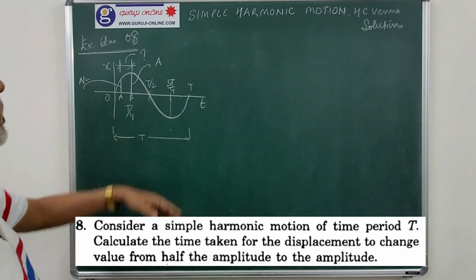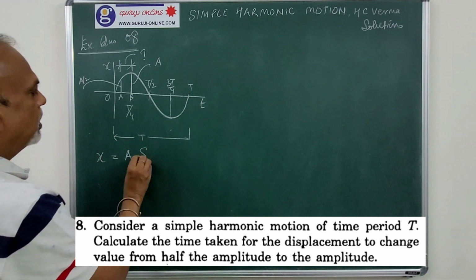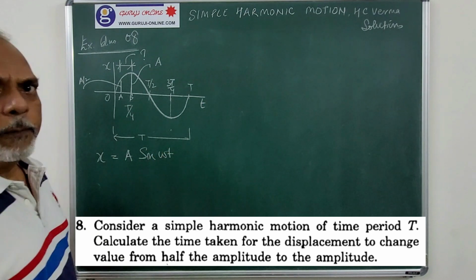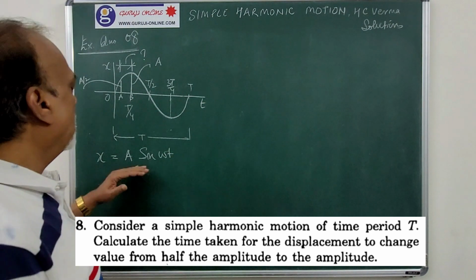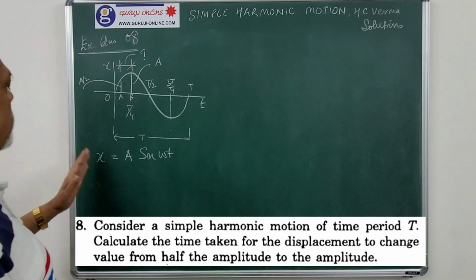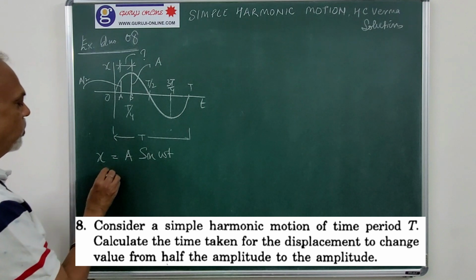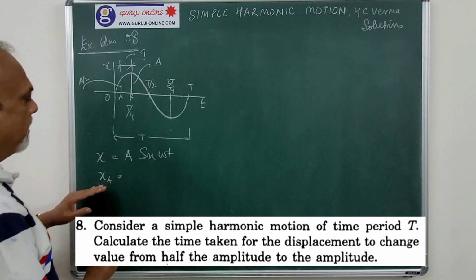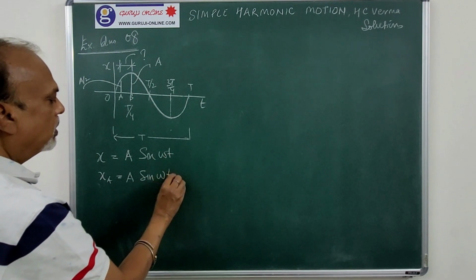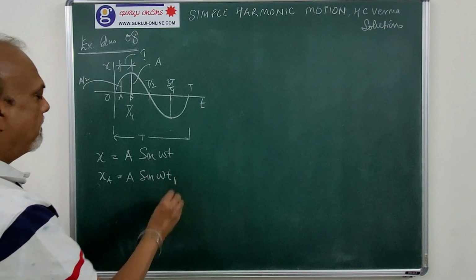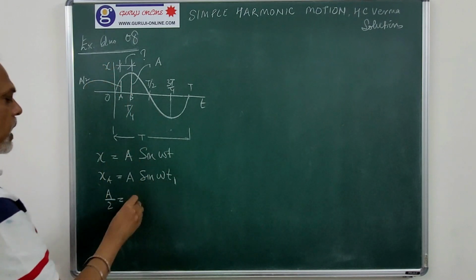We can assume this type of graph is there. We can assume that x is A sin omega t. Simple, because we can take a phase constant also, but that will cancel out. So let us take a simple equation. Now suppose from 0 to A it takes t1 seconds. Means x at A is nothing but A by 2, this distance.